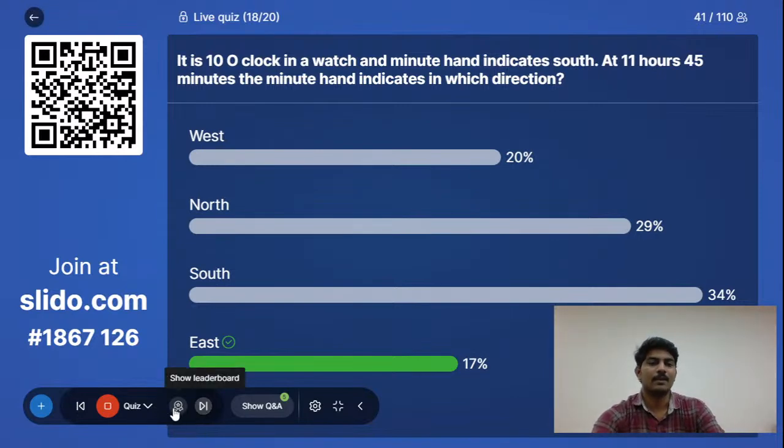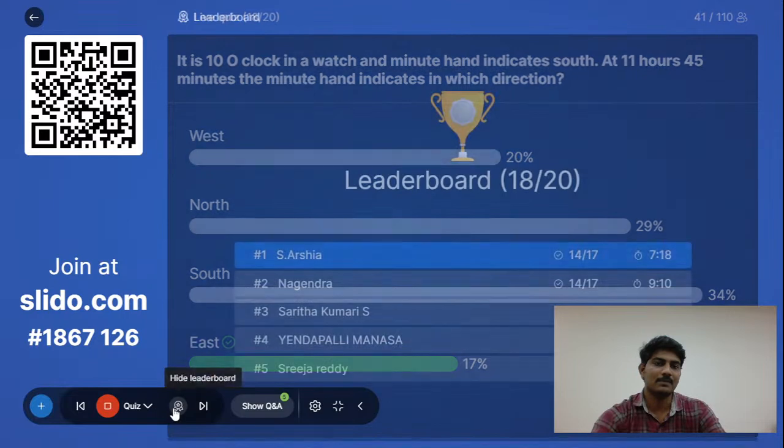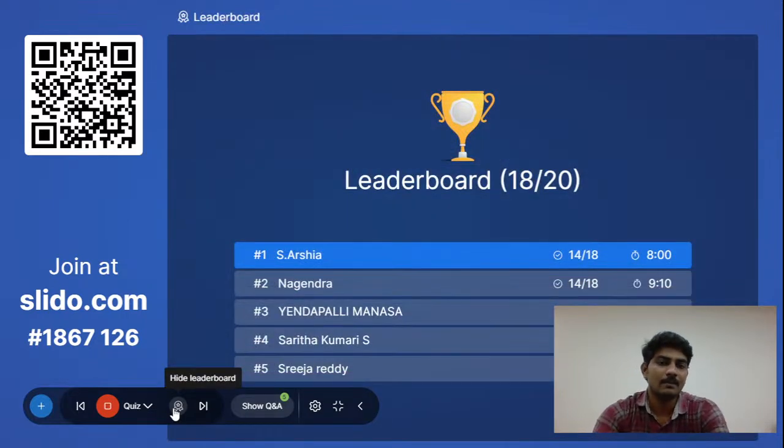Let's see who will be on the leaderboard this time. This time also the same persons are occupying the top 5 of the leaderboard. Congrats Arshia, you are still in the first position from the first question itself, and you have taken 8 minutes to answer all 18 questions. And Sarita is also continuously on the leaderboard, but her position was continuously changing.